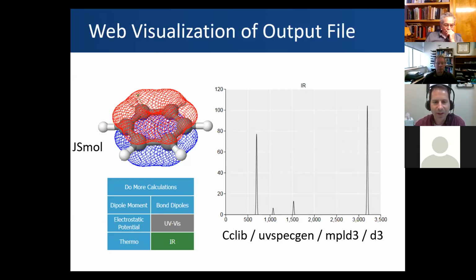Otherwise, you'd have to go stringing together a program to make the input file, a program to run it, and then a program to visualize it.